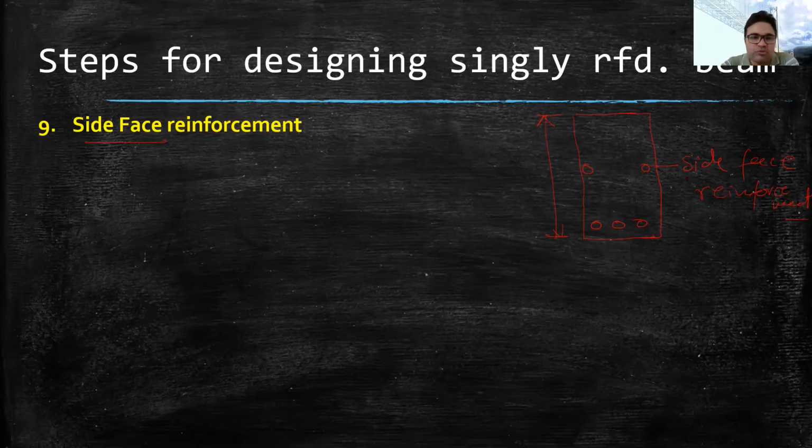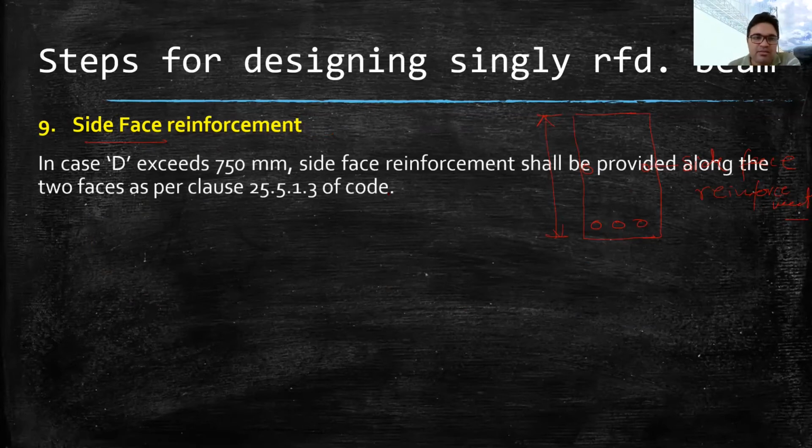So side face reinforcement we provide generally when the value of D exceeds 750 mm. Then we provide side face reinforcement as per this clause. So in the IS code, this clause has mentioned that we have to provide this side face reinforcement if the depth of beam exceeds 750. Okay, now I will show you the same clause in the IS code also, so that you get to know where to find this clause.